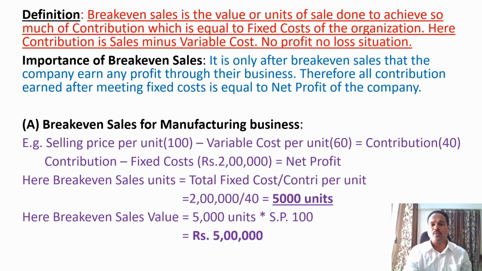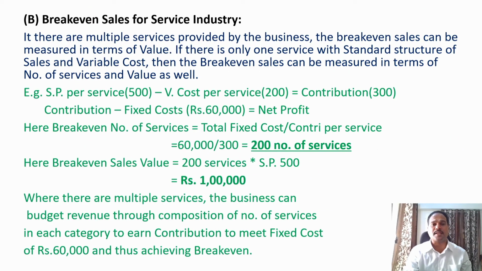Now let's go to the break-even for the service industry. If there are multiple services provided by the business, the break-even sales can be measured in terms of value. Generally, in the services industry, one business is giving service 1, service 2, service 3, service 4. Each has its own structure, the price of that service, some variable cost, and some contribution. That is for 1, for 2, for 3, for 4. So that can be multiple, and it is better to measure the break-even sales in terms of value.